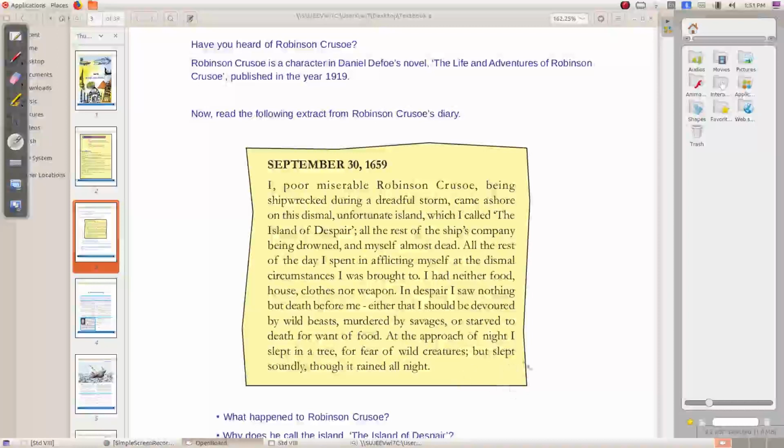But I slept soundly. A sound sleep means deep sleep, though it rained all night. Even though it is raining, I could sleep well on the tree.